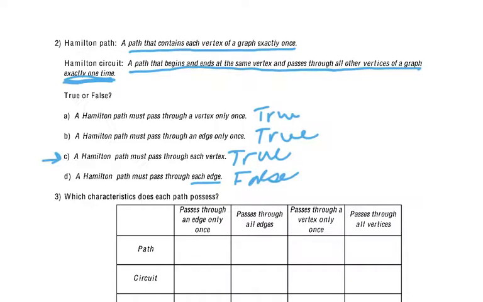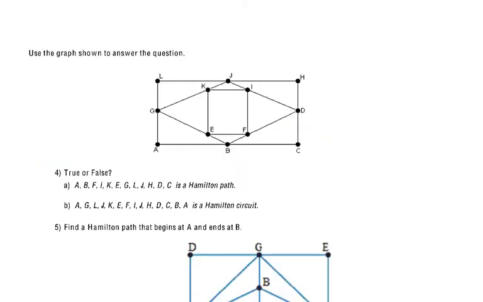So it doesn't have to go through every edge, but if it goes over an edge, it can only go over it once, because if it goes over it again, then it goes back to and repeats a vertex you've already gone through. So we're going to use the graph to answer the questions. We're going to say true or false. We're going to go through each one of these and determine, is it a Hamilton path or is it a Hamilton circuit?